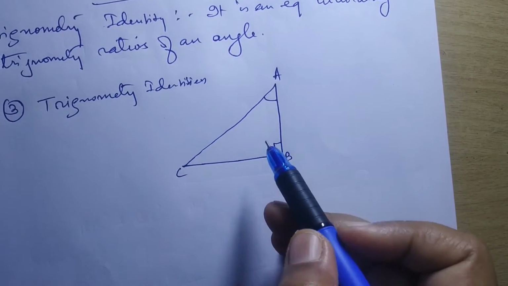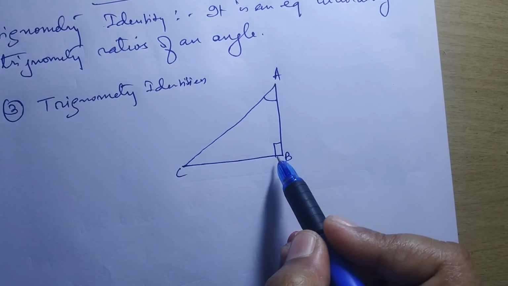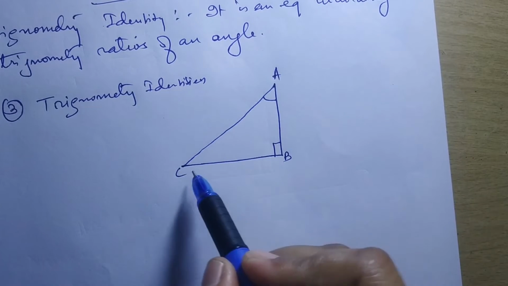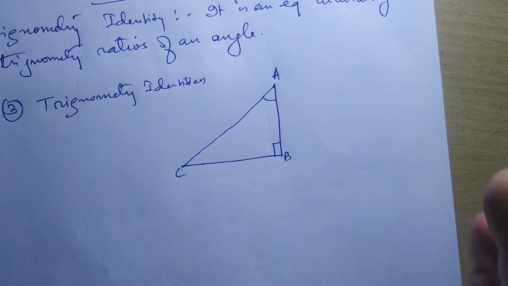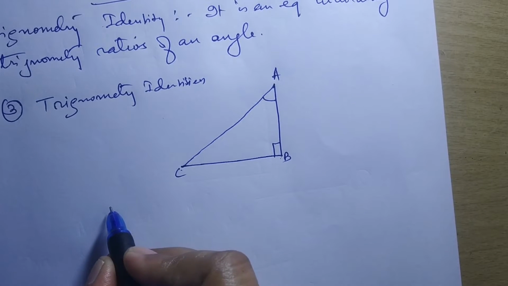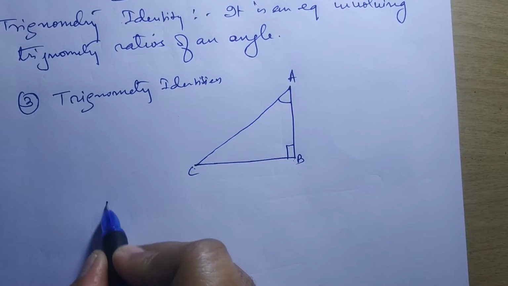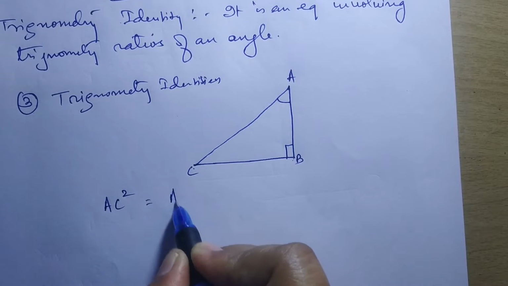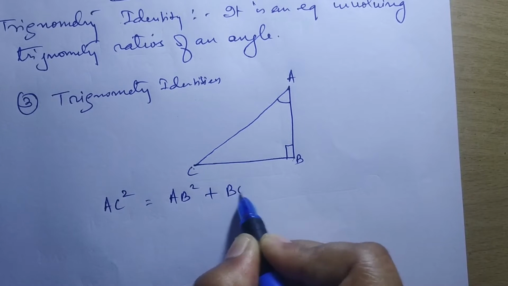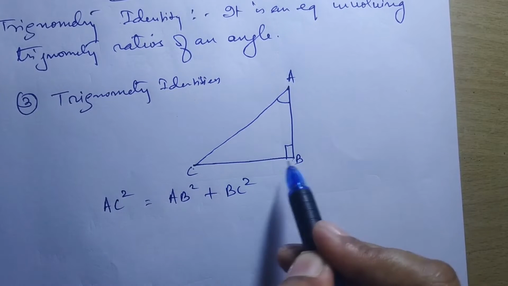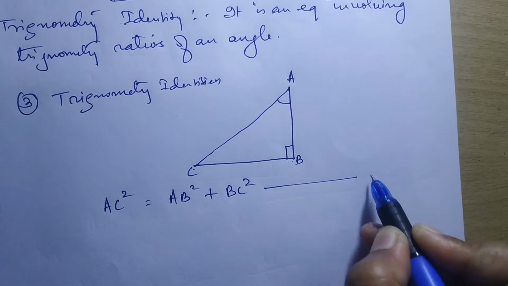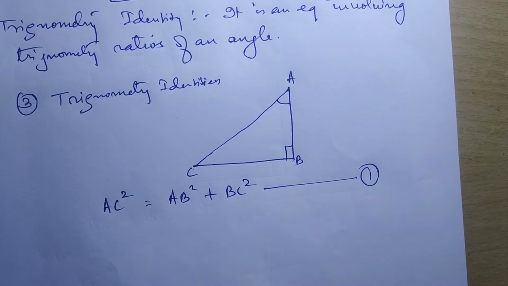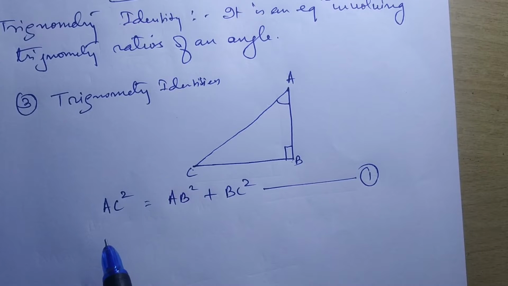Now what I have done over here, I have taken a right angle triangle which is right angled at B. Now this is the right angle, so you know that AC is the hypotenuse, BC is the base and AB is the perpendicular. So let me apply the Pythagoras theorem over here. When I apply the Pythagoras theorem, what do I get? AC square, hypotenuse square, is equal to AB square plus BC square, that means perpendicular square plus base square. I am naming this as equation number 1 because I'll be using this for 2 more identities.